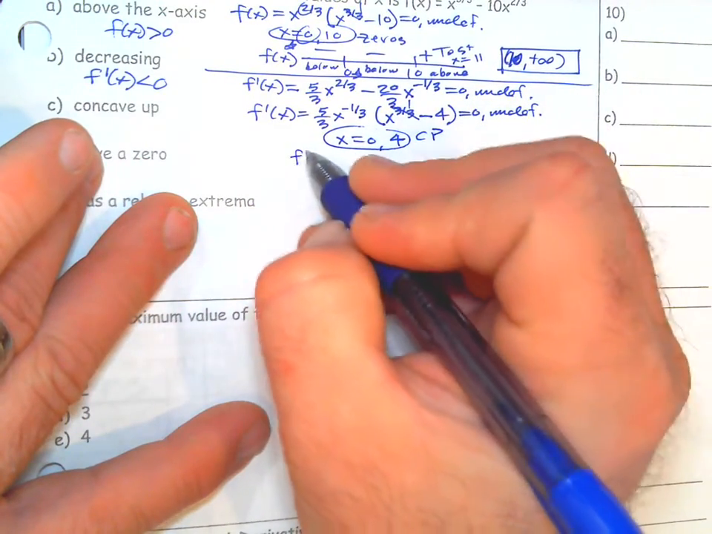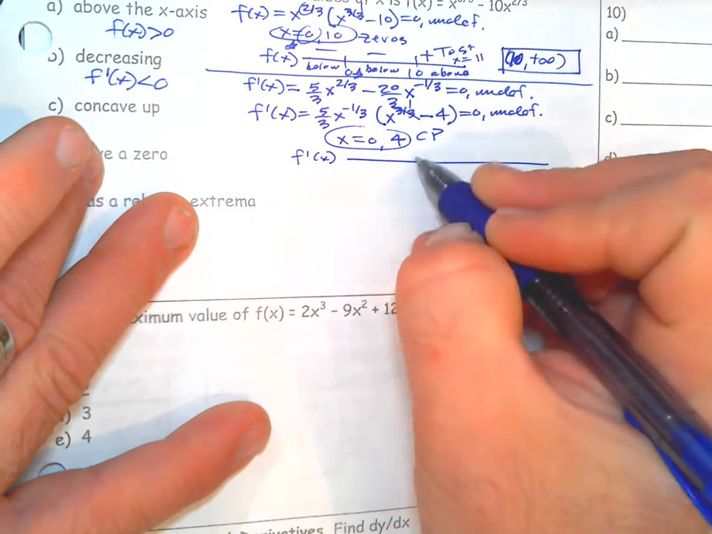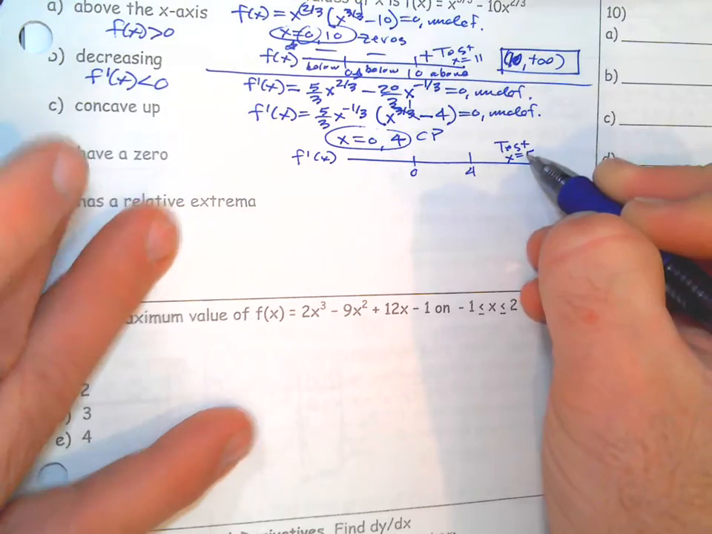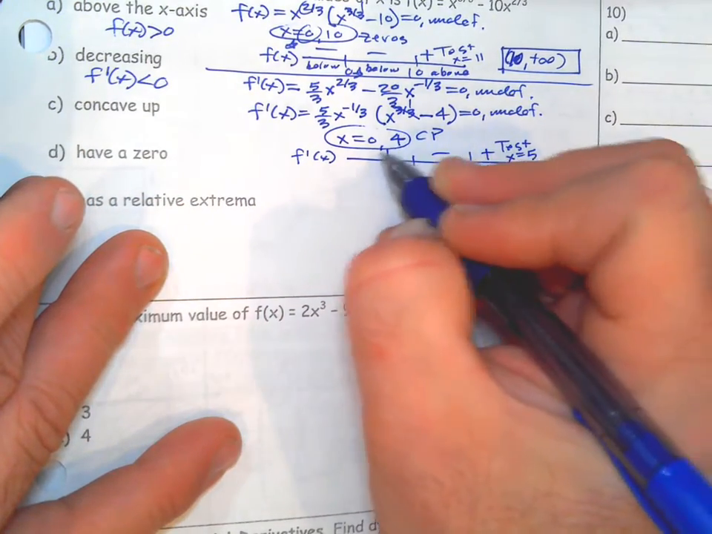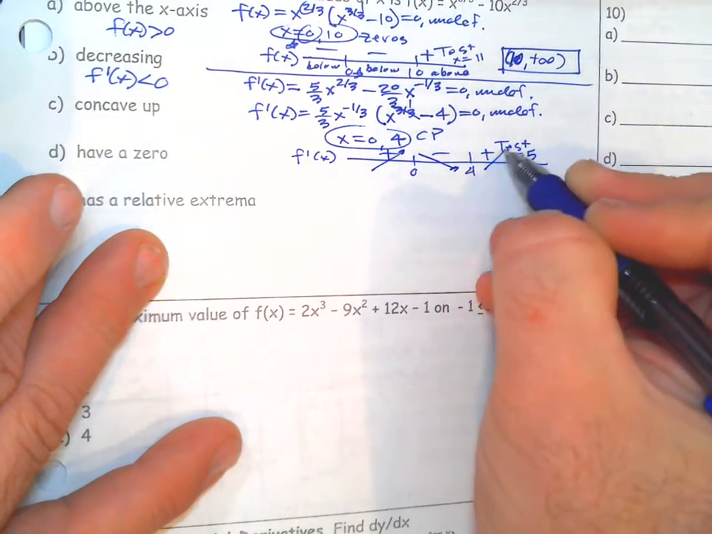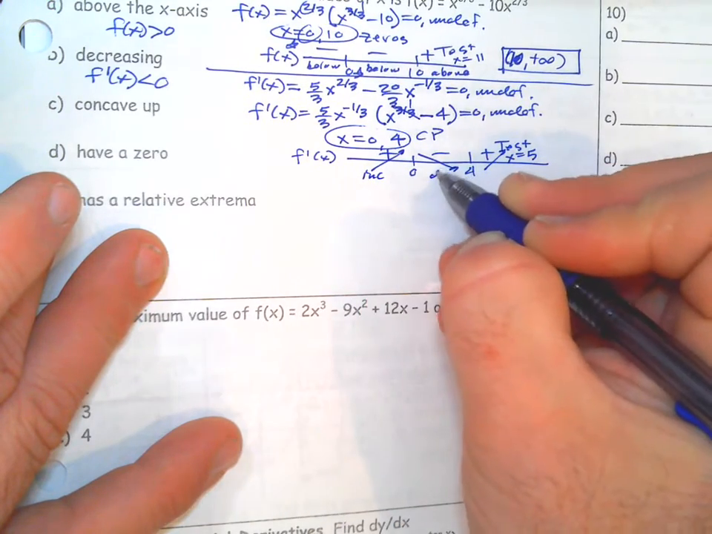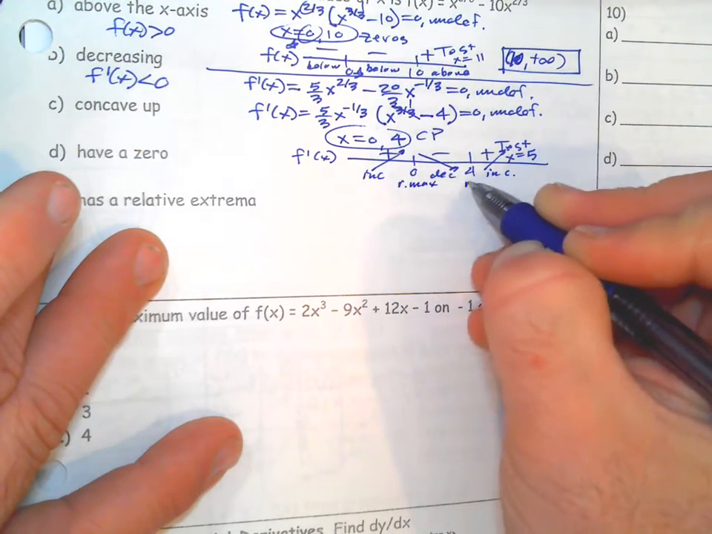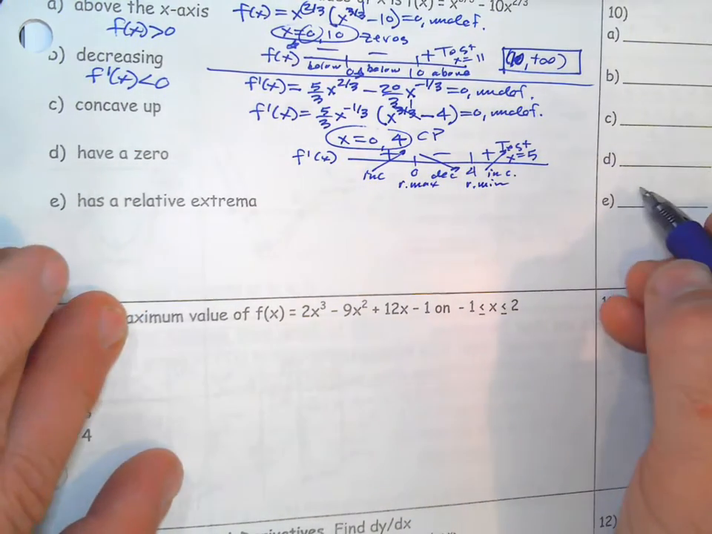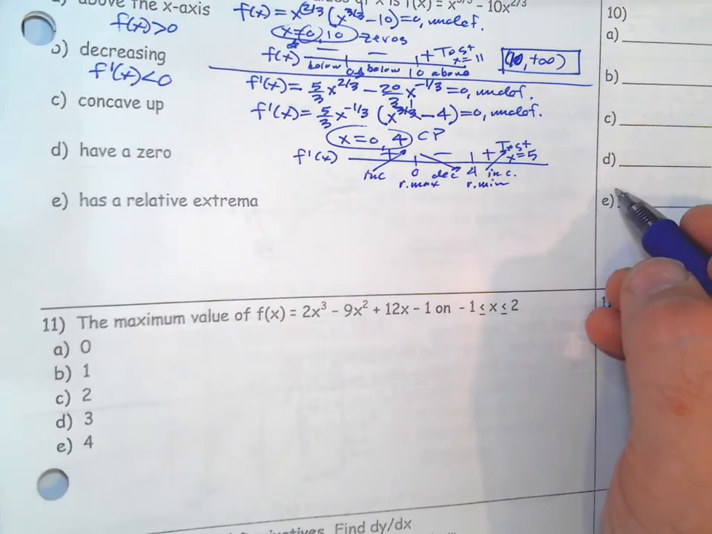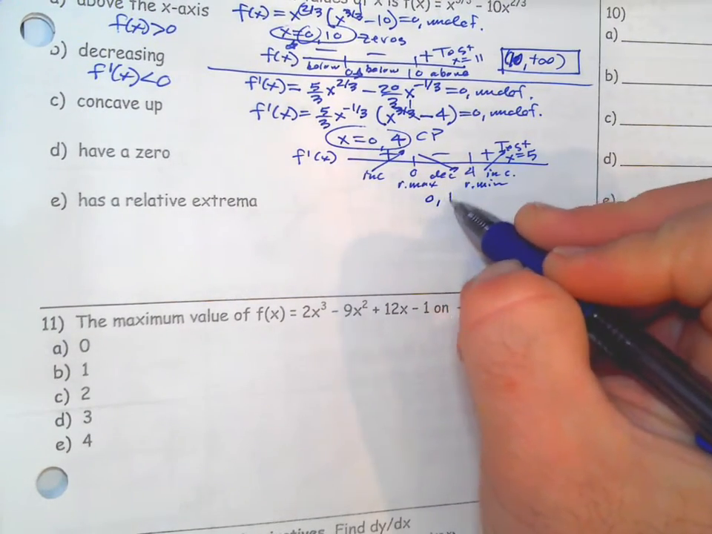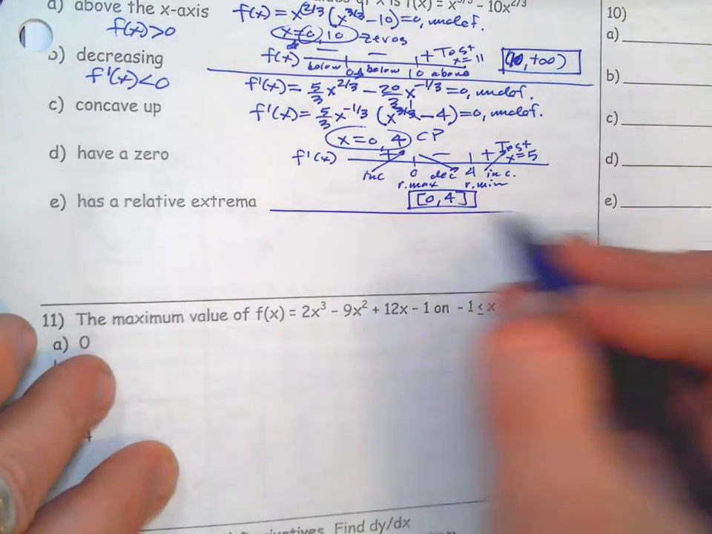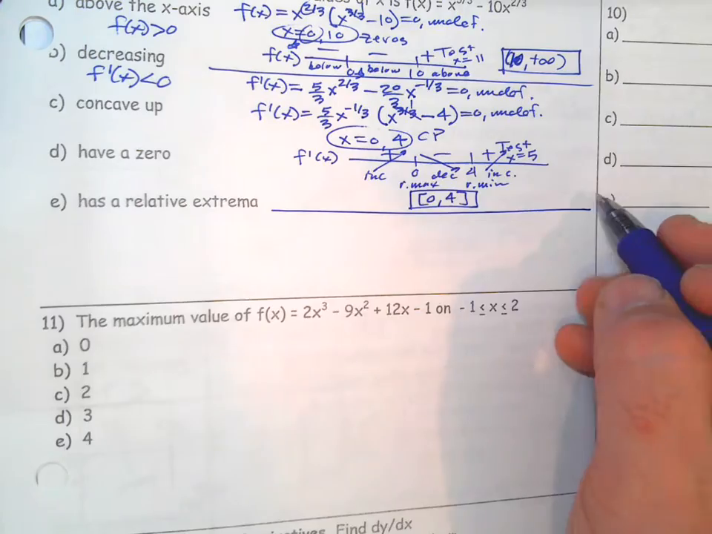So then we do a line check. And we're going to test a point, x equals 5: positive, negative, positive, so increasing, decreasing, increasing. So we have a relative max here, relative min here. Now, it says, where is it decreasing? So it's decreasing on 0 to 4, include the endpoints as long as they're inside the domain. So that is B.